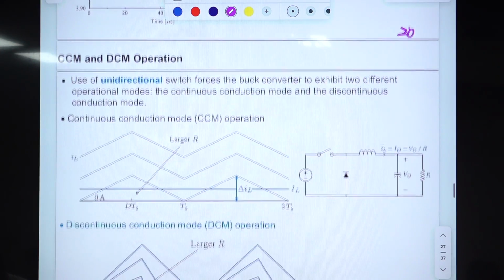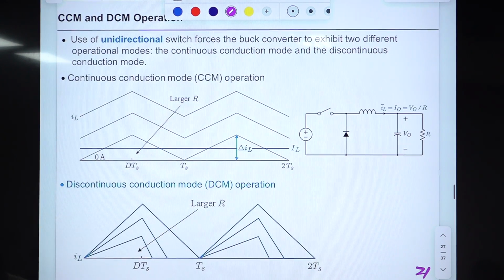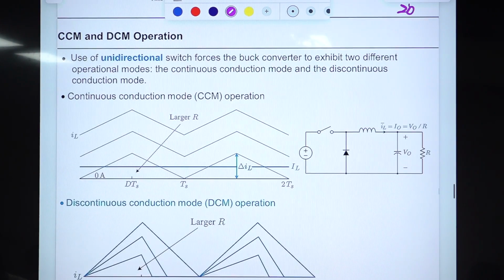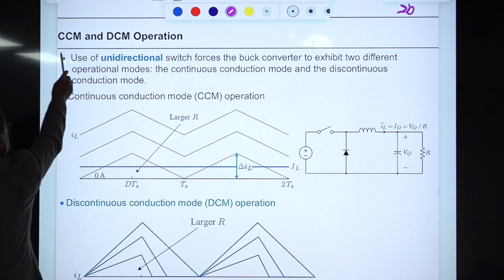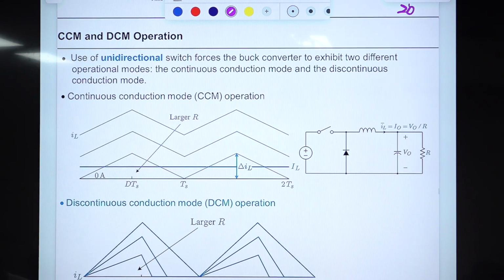So easy, but there is not an easy story here. There is a CCM and DCM operation of this buck converter. CCM means continuous conduction mode, and DCM means discontinuous conduction mode. Some professors and some students say something strange, like "continuous current mode." It's not that. Continuous conduction mode and discontinuous conduction mode are the acronyms. So CCM and DCM, okay?